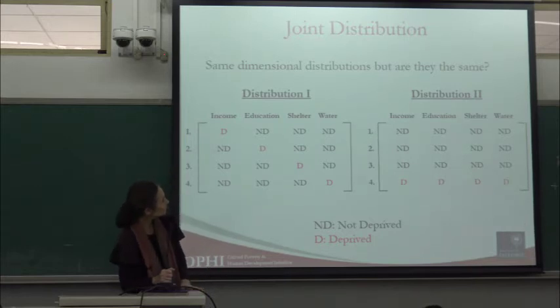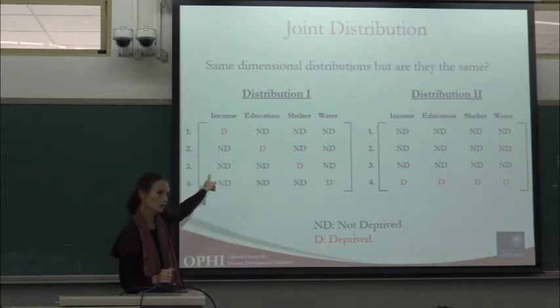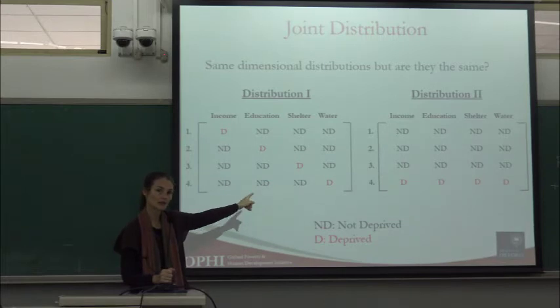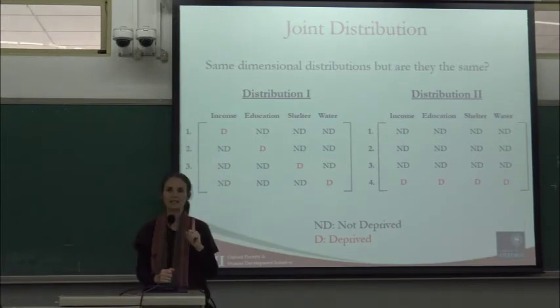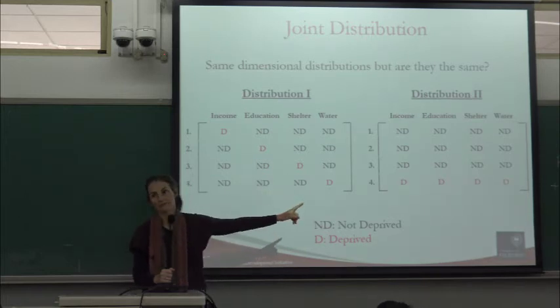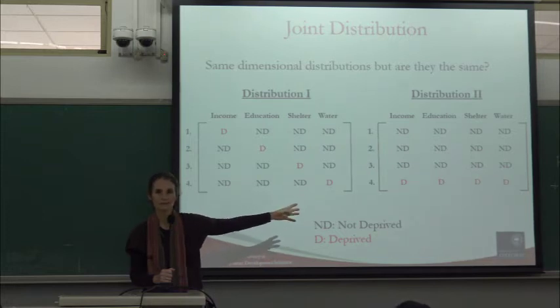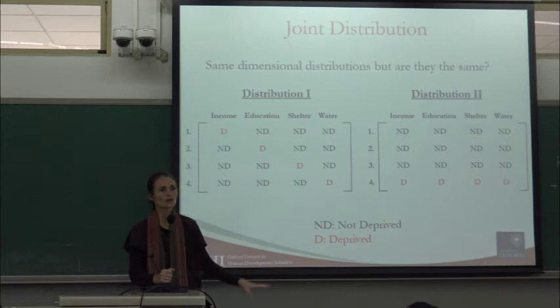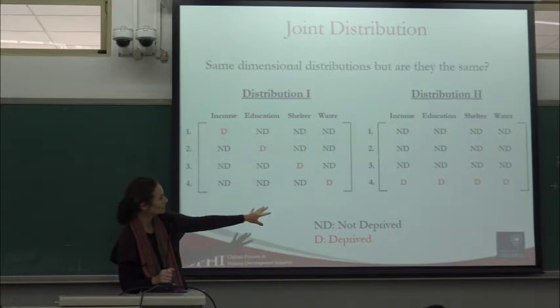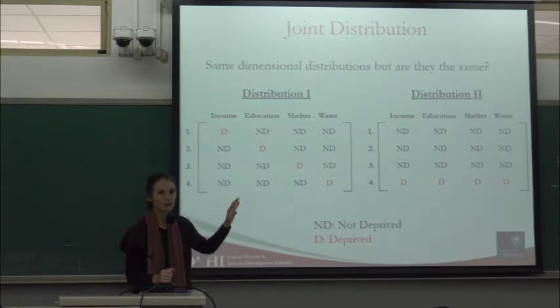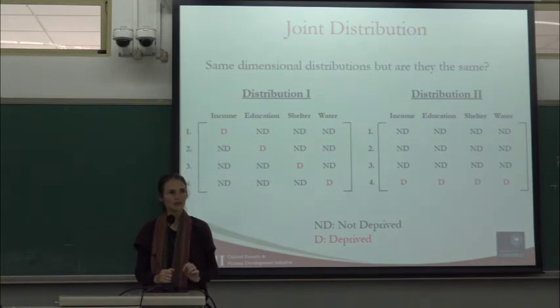Just to fast forward, a joint deprivation approach aggregates first across the rows and then across the columns. So it would say person 1 has, in distribution 1, how many deprivations out of 4? Person 2, 3, 4. And how about in the second distribution, person 1? Person 4? 4. Yeah. So the joint distribution approach aggregates first across the rows and then across the columns. So it would see a difference between these matrices that composite indices do not see.